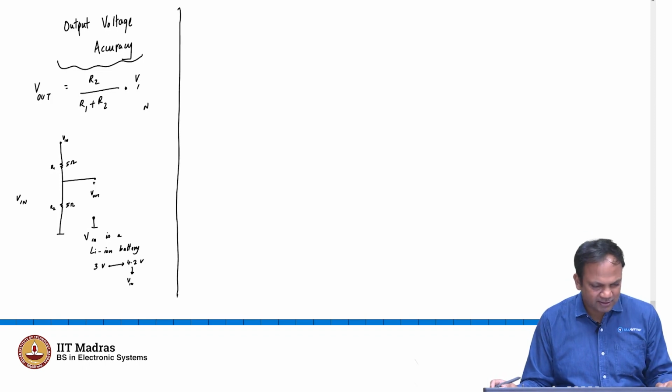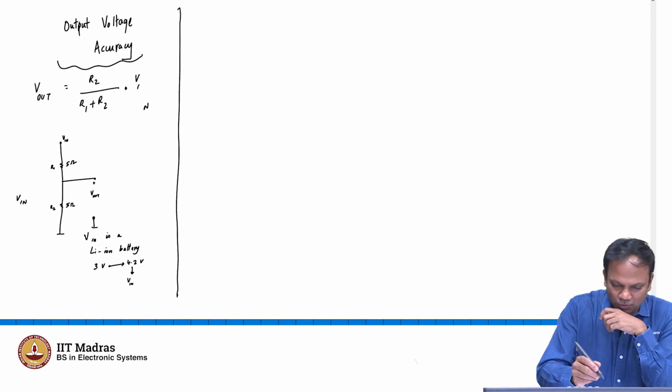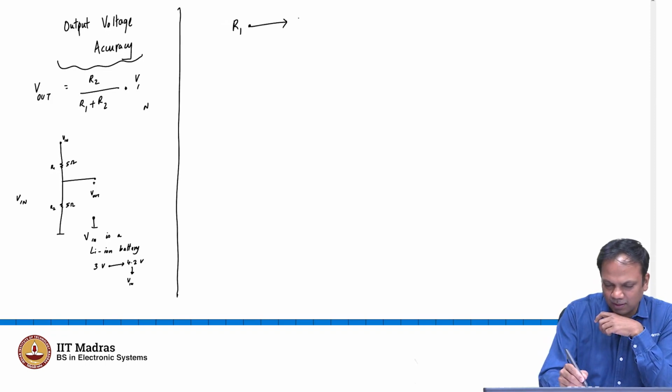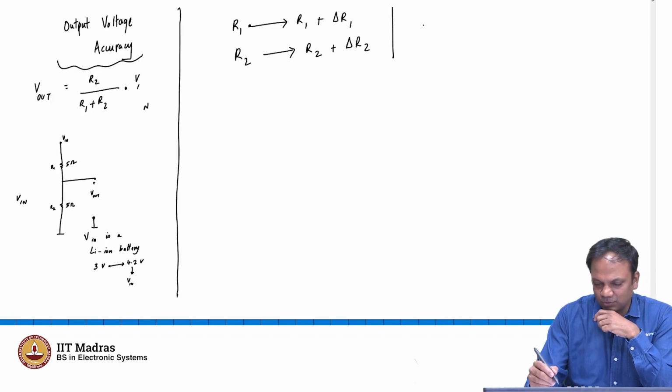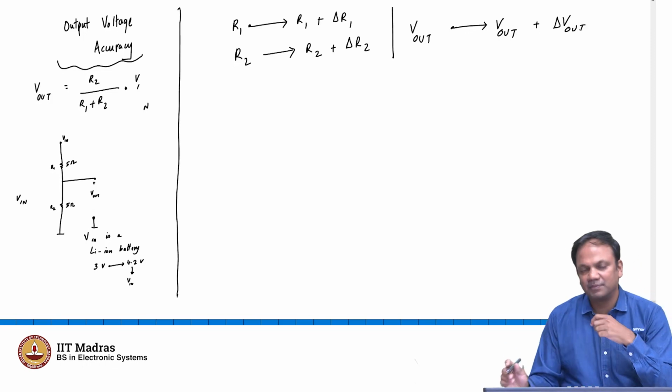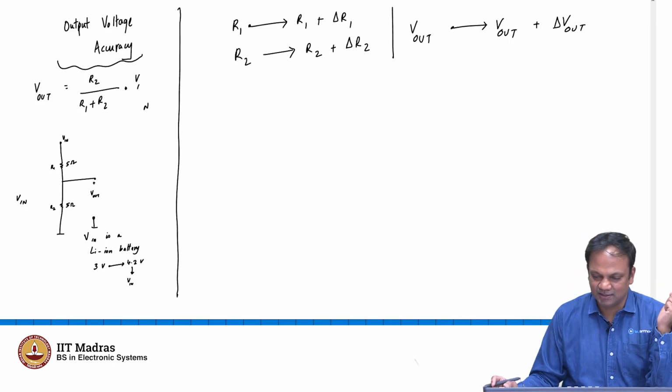So again, what we are interested in is the extent to which the output voltage changes when the component values change. Let's say that we have two components here. Let's say R1 goes to R1 plus delta R1 and R2 goes to R2 plus delta R2. We are interested in figuring out what happens to V out. Let's say it goes to V out plus delta V out. We are interested in deriving delta V out as a function of R1, R2, delta R1, delta R2.